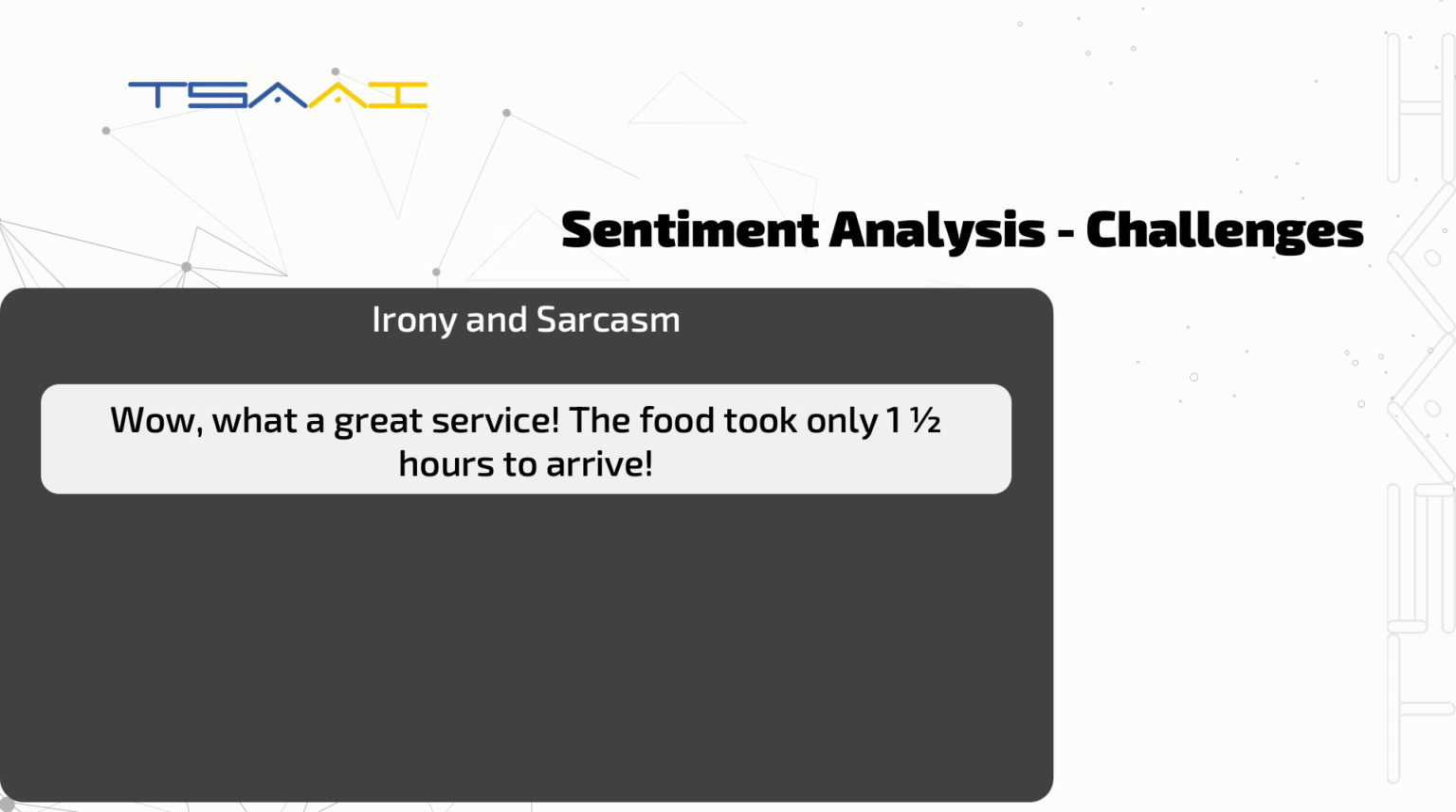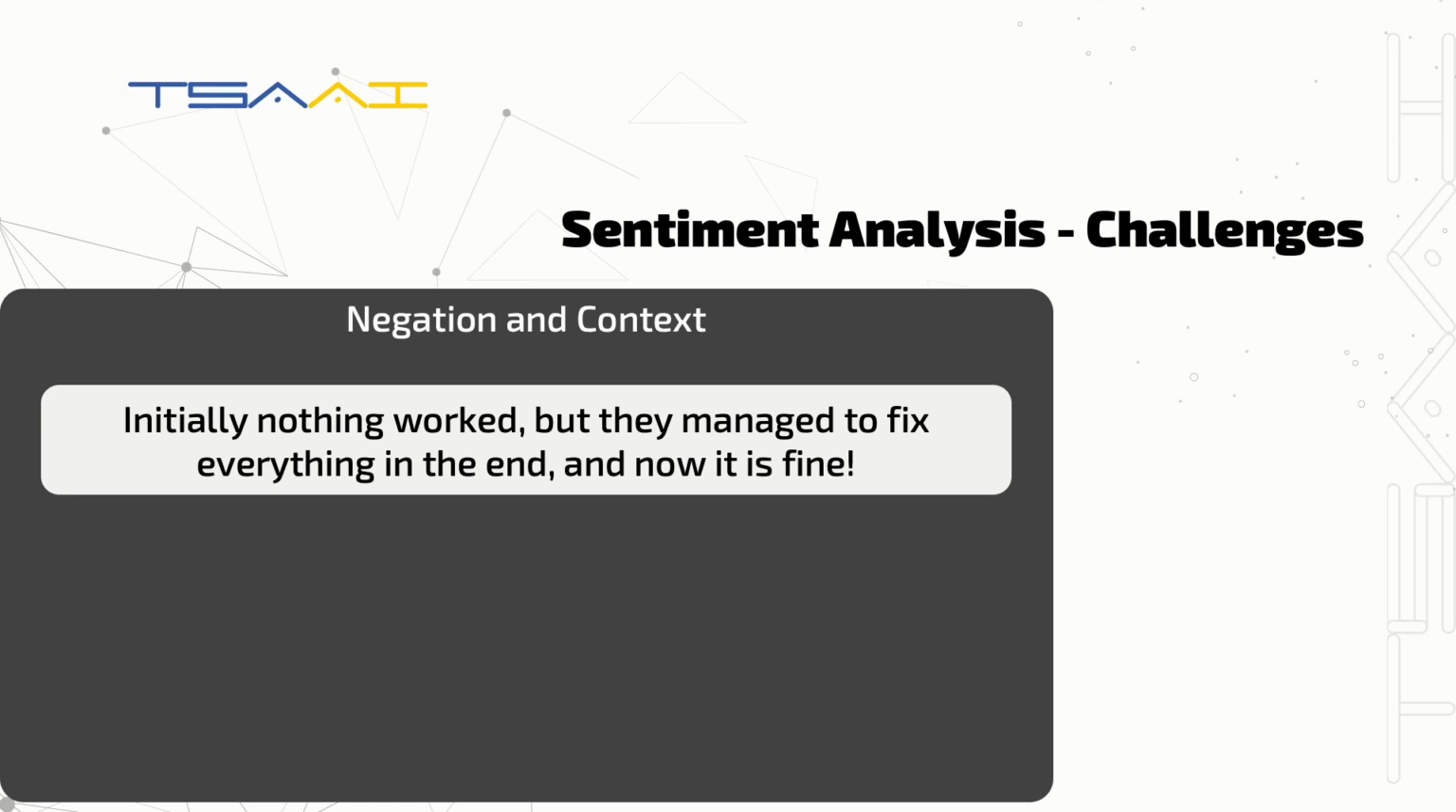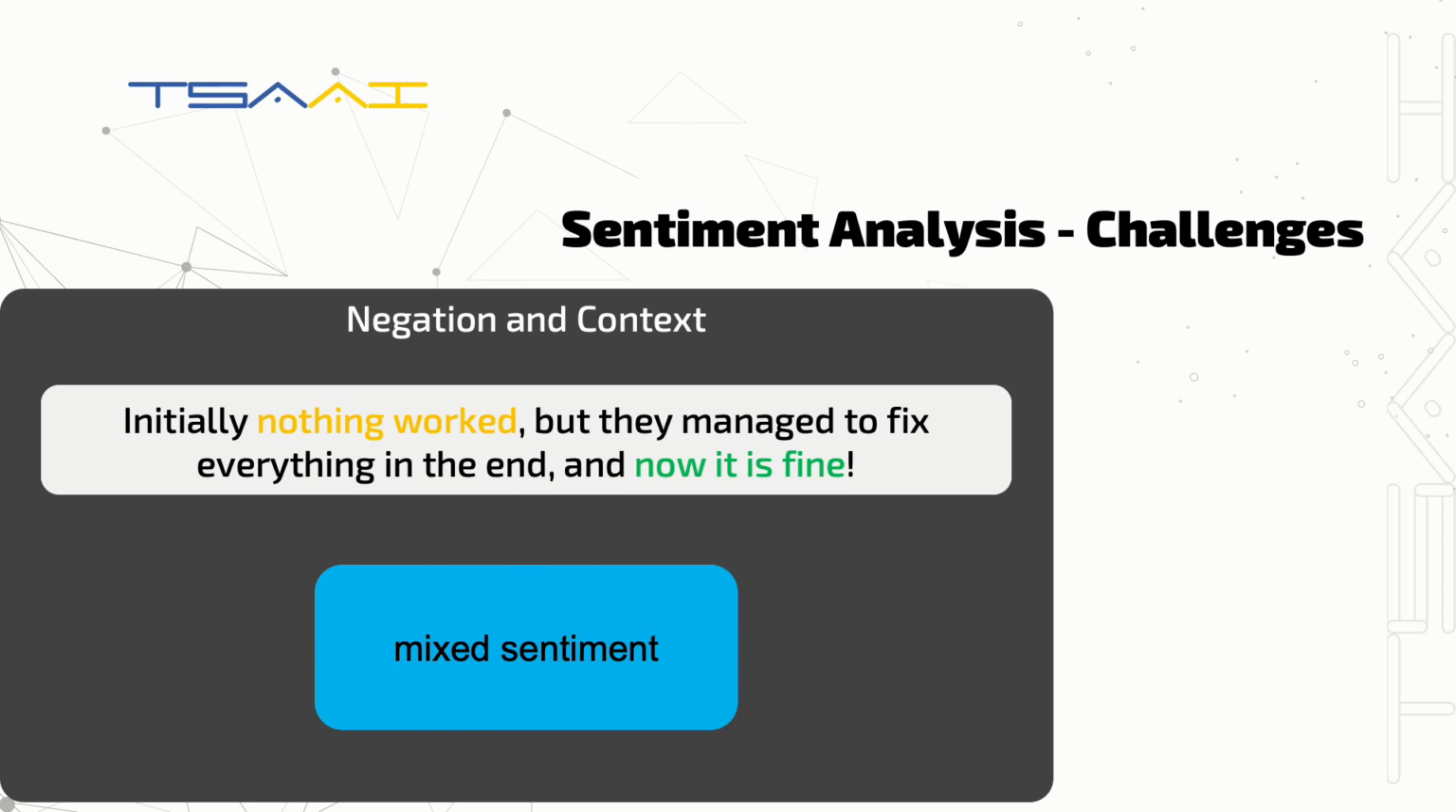A common challenge is irony and sarcasm. An example could be, "Wow, what a great service! The meal took only 2 hours to arrive." Here, only positive words are used, but the sentiment is certainly negative. Another challenge is negation in context. For example, the sentence, "Initially nothing worked, but they managed to fix everything in the end, and now it's fine," shows a mixed sentiment.